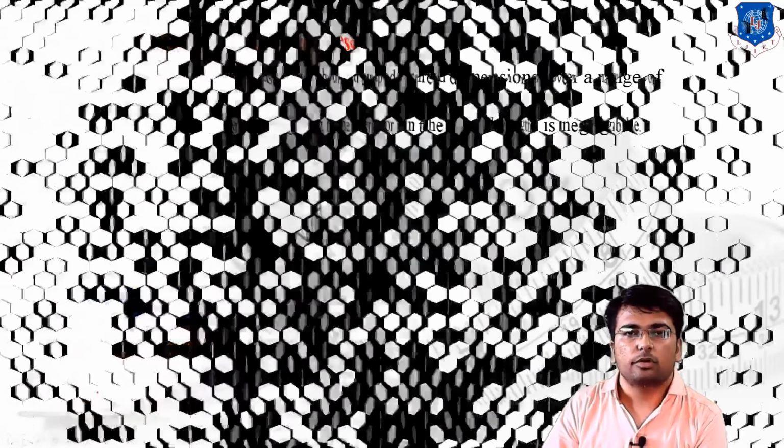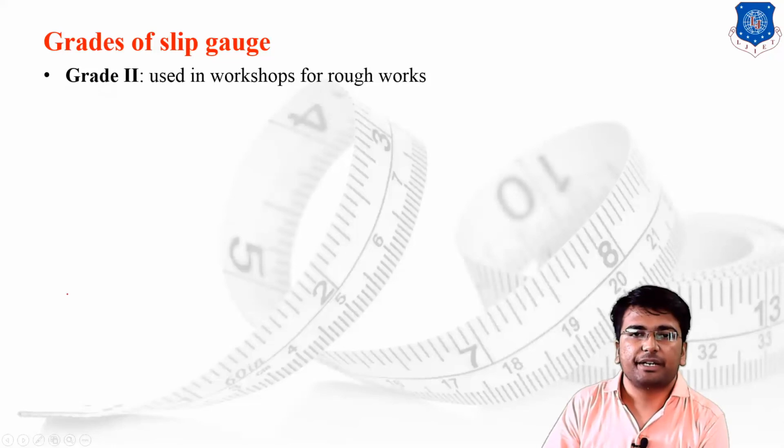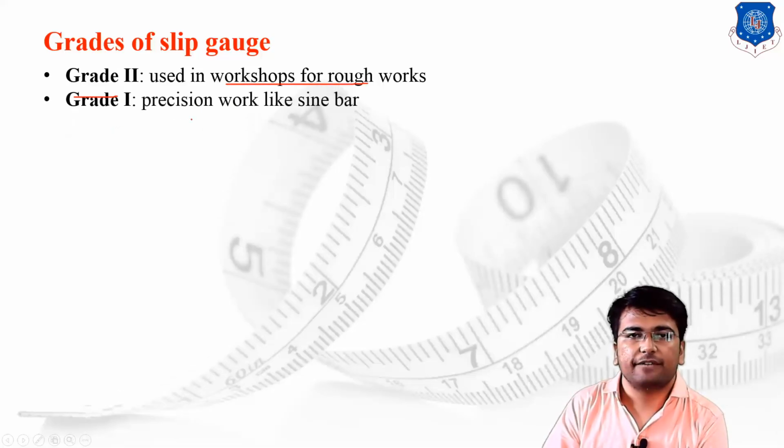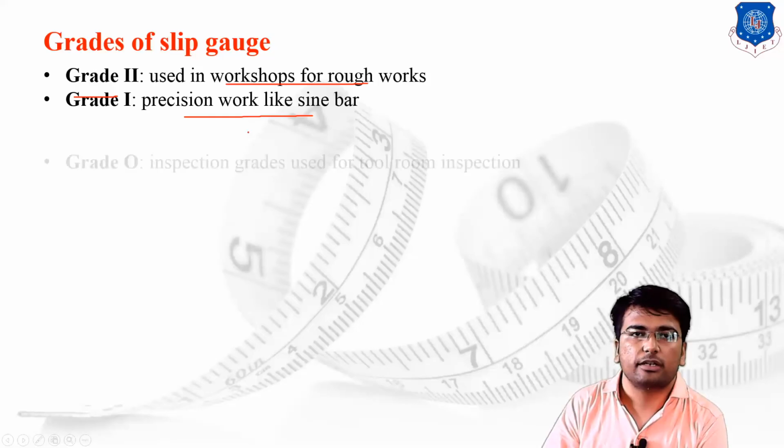Now we are going to discuss the next concept, grades of the slip gauge. Slip gauge has been graded in different grading conditions. The first one, grade 2, is used in the workshop for rough purposes. Then grade 1 is useful for precision work like angle measurement using the sine bar. We are using such grade 1 slip gauge. In the upcoming lecture we are going to discuss how the sine bar is useful for angular measurement.